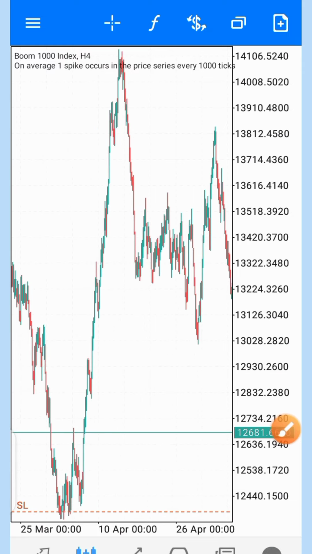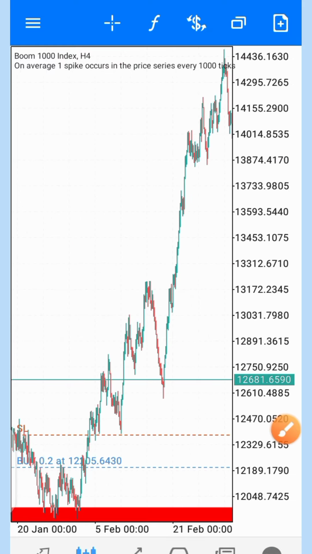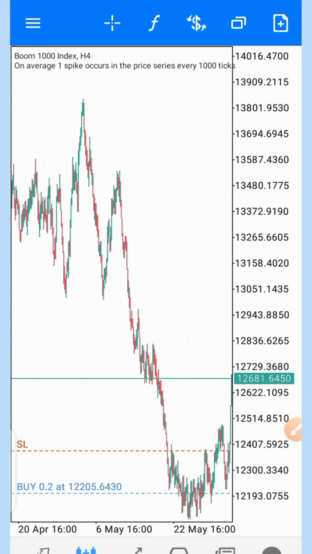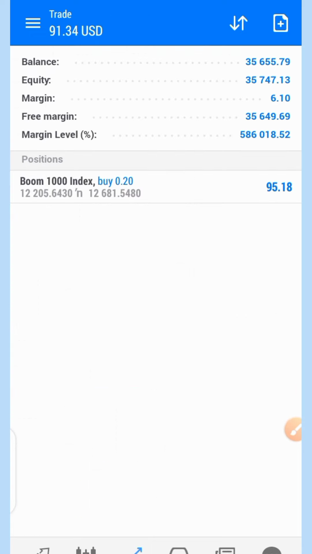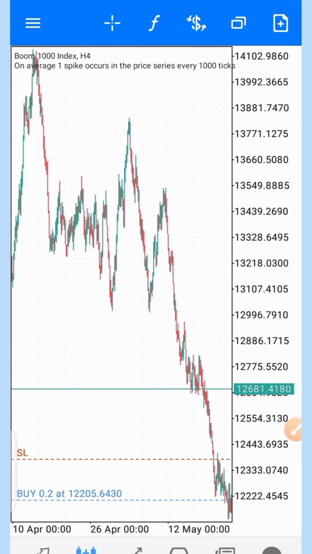So guys, let's go back to the video and what made me enter the trade. I'm going to show you the entry I'm using to enter the trade. That is what I want to show you. You can see the trade has got to 95.17 now. So add your RSI to the chart.